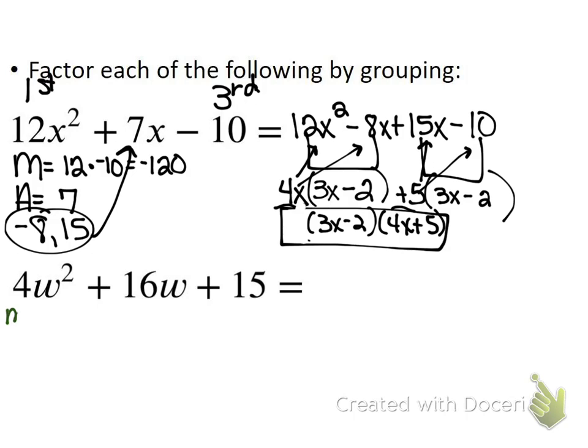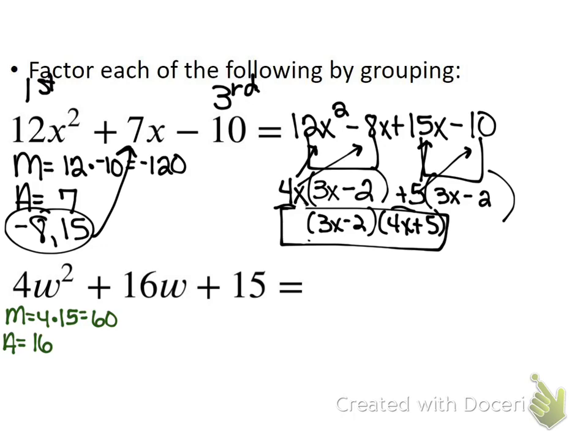Step 1, Maddie, do for me. M equals 4 times 15 equals 60. A, 16. MA. You have to find factors for 16, which I got 2 and 8. If you use 2 and 8, you need to find what you can multiply together to get 60, but then add together to get 16, using the factors of 60.